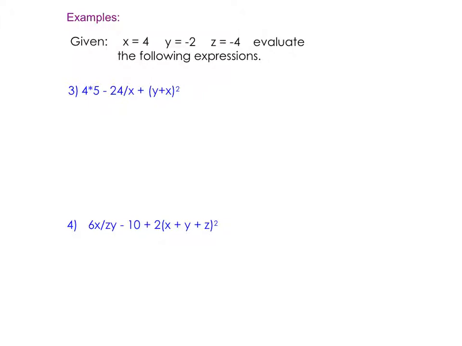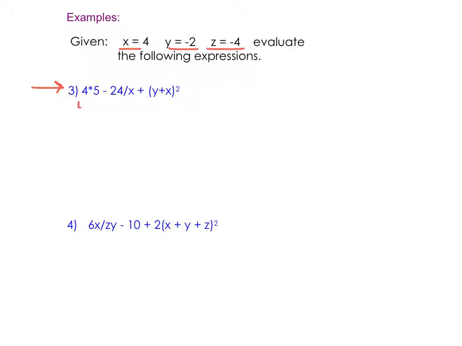So now we're going to up the ante a little bit, and we're going to solve some more complicated expressions that contain variables. So you can see here that these are much more complicated looking than the previous page, but we're going to apply the same idea. So we're going to start with example 3, and we're going to substitute in values for all of the variables. So I can see x is 4, y is negative 2, and z is negative 4.